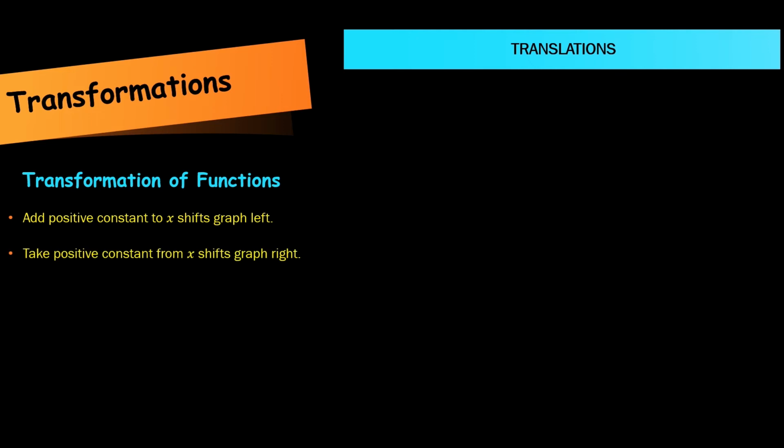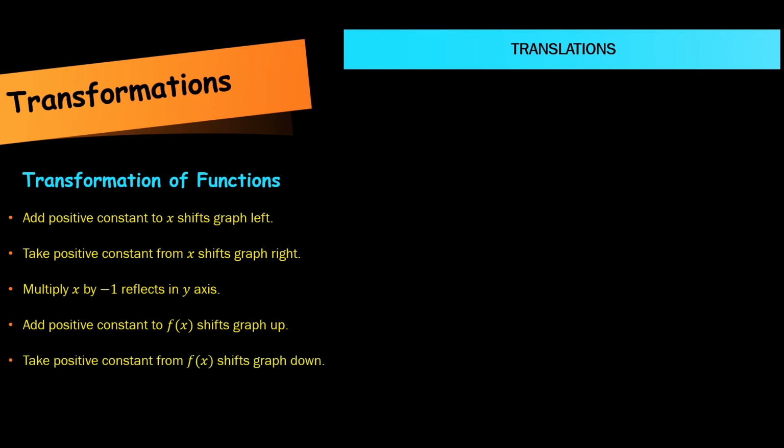We will now take a look at some transformations of functions before we launch into exercise 3. If we add a positive constant to x, the graph will shift left. If we take a positive constant from x, the graph will shift right. If we multiply x by -1, it reflects in the y-axis. If we add a positive constant to f of x, the graph shifts upwards. If we take a positive constant from f of x, the graph shifts downwards. And finally, if we multiply f of x by -1, it reflects in the x-axis.